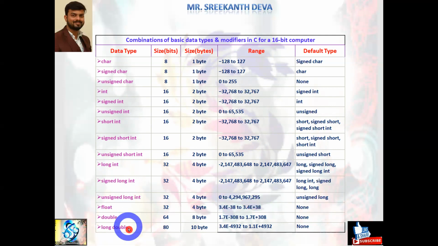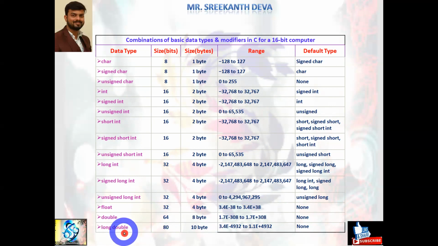If you go with float, double and long double: float occupies 4 bytes of memory, a 32-bit representation. The range is 3.4 exponent -38 to 3.4 exponent +38. The default type is none. Double occupies 64 bits, which represents 8 bytes of memory. The range is 1.7 exponent -308 to 1.7 exponent +308. This is the range of double. The difference between float and double: float is a keyword, double is a keyword. Both are used for floating point representation. But float occupies 32 bits, meaning 4 bytes of memory, while double allocates 64 bits, which is nothing but 8 bytes of memory.